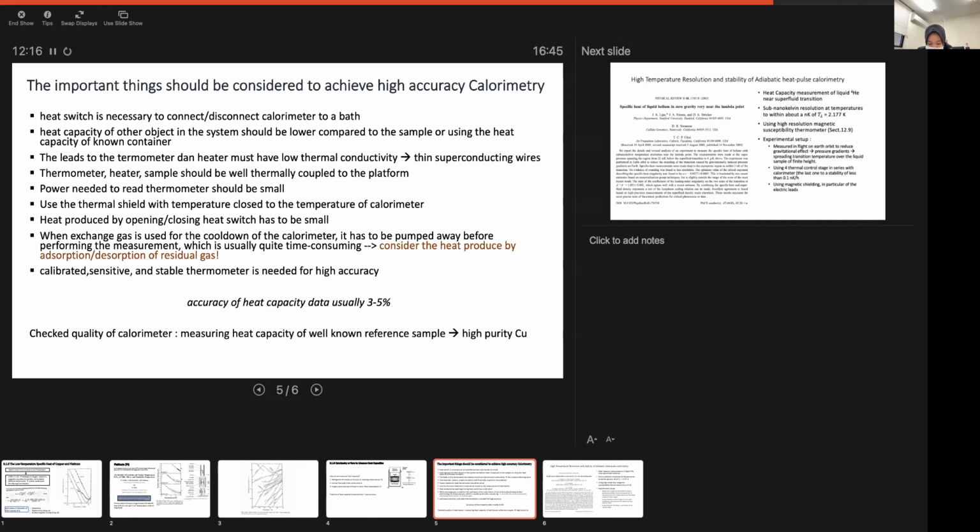So if high accuracy is needed, or if the parameters of the setup are not well known, and we want to check the quality of the calorimeter, we should measure the heat capacity of a well-known reference sample, such as high purity copper, to make the comparison.